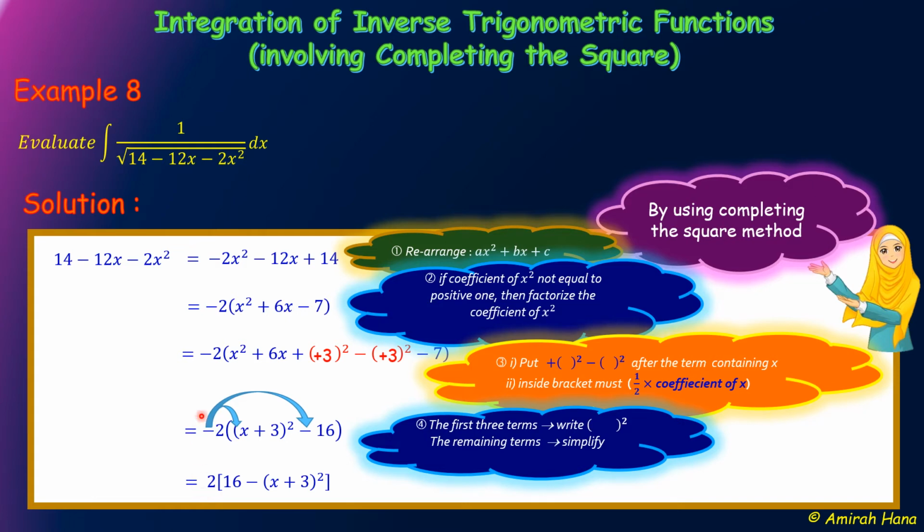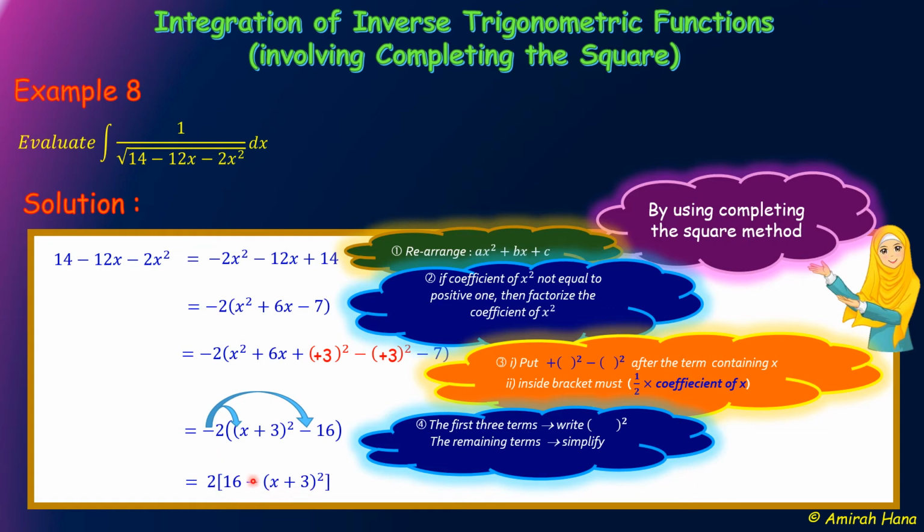Okay, why do we do like this? Because the negative sign is now inside the square root symbol. In pre-calculus, when we have a square root of a negative, it means we will get a complex number. That's why we need to expand back the negative sign here. So now we get +2, and then +16 minus bracket x plus 3 squared.